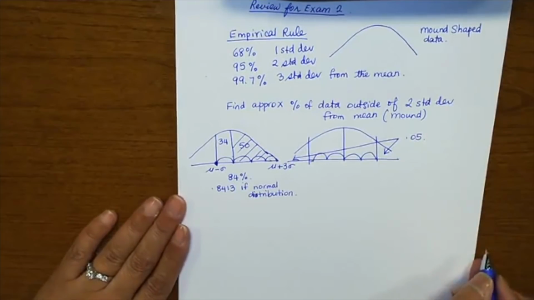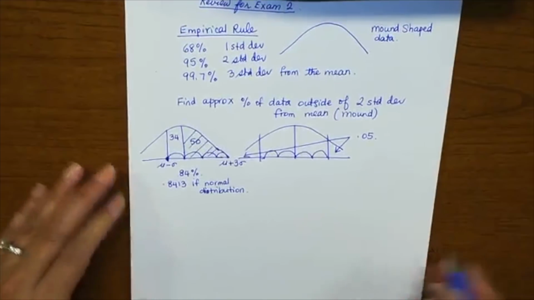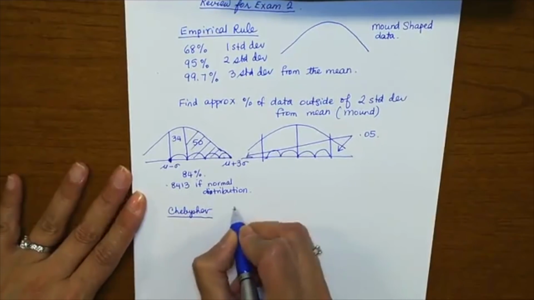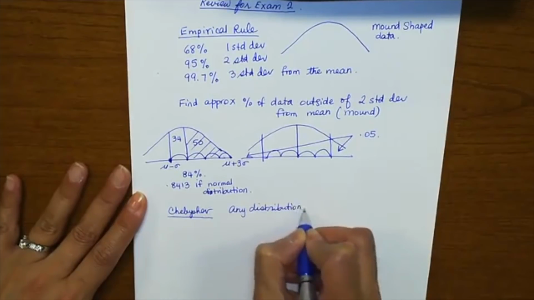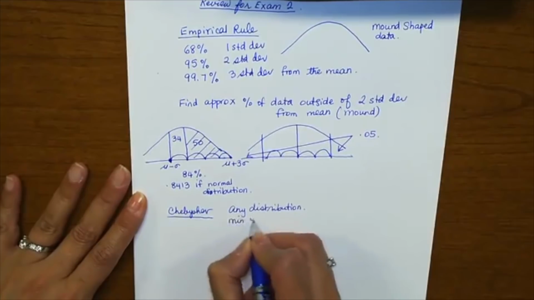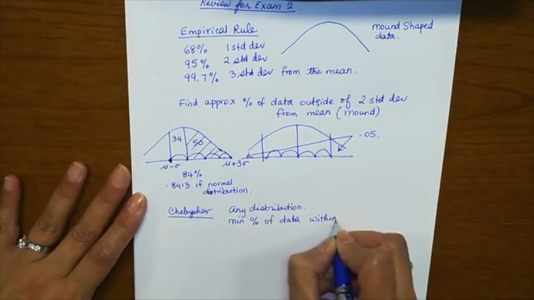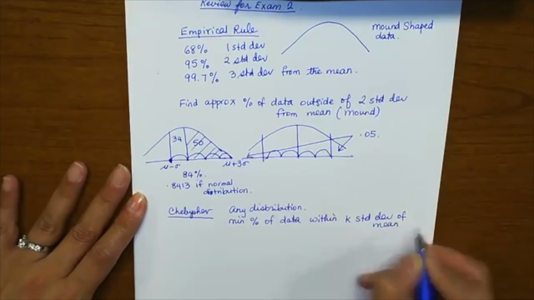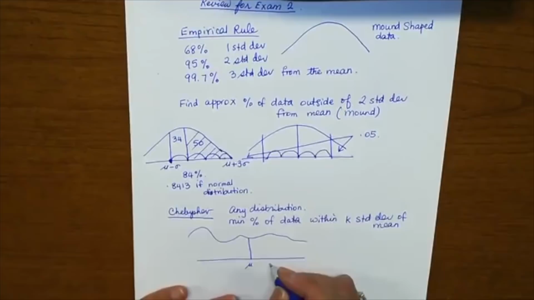So that's empirical. It's not that complicated. The next one is Chebyshev. Chebyshev is used for any distribution. It talks about the minimum percentage of data within k standard deviations of the mean. So it's good for any distribution at all. Start at the mean and go k standard deviations on both sides of the mean.